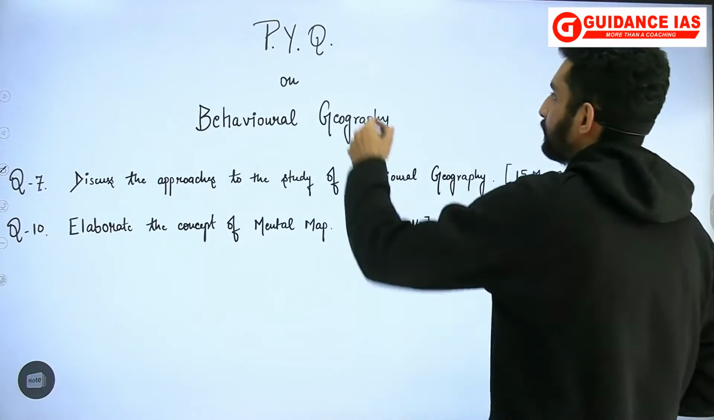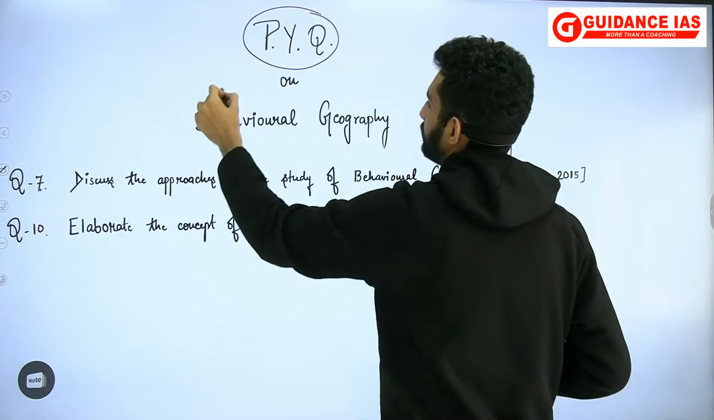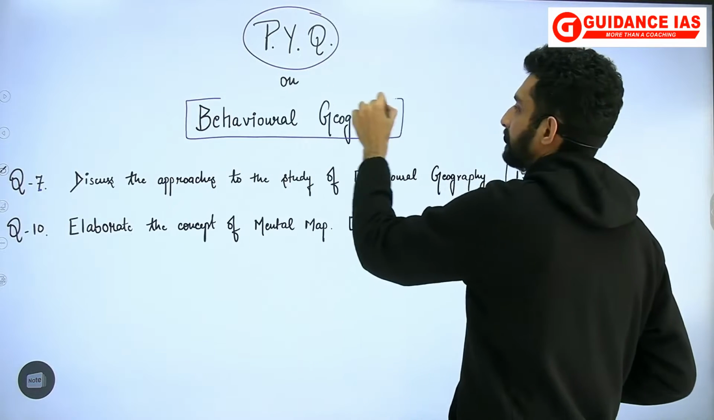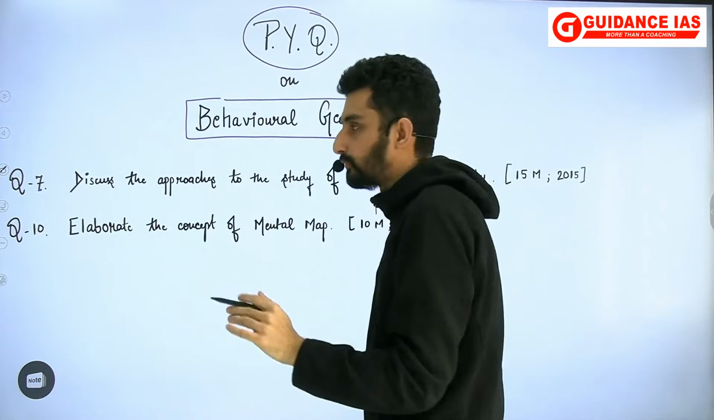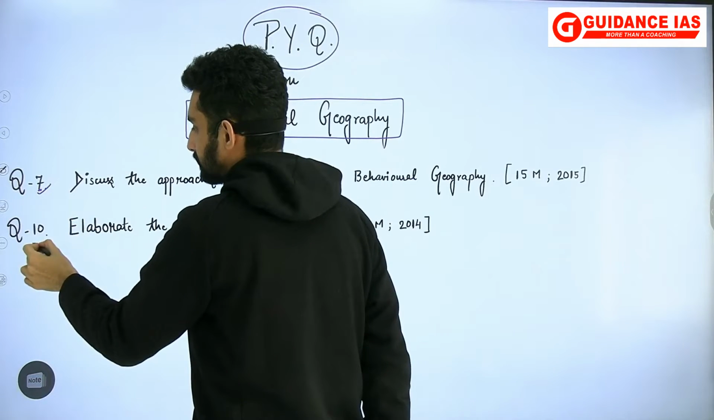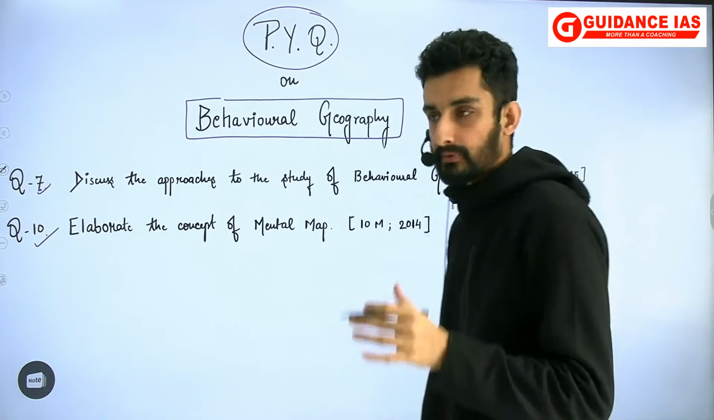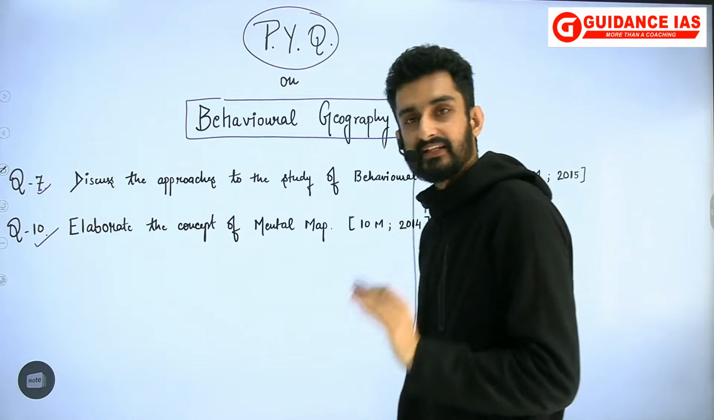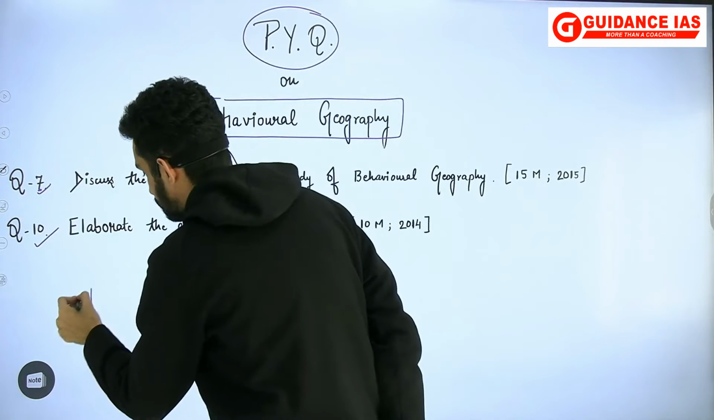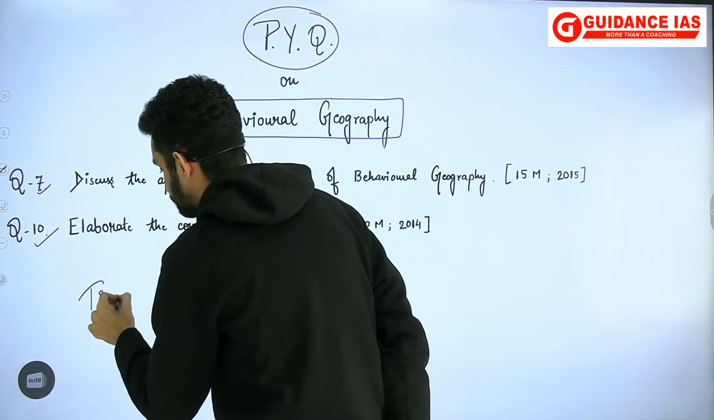Welcome to the PYQ discussion on the topic of behavioral geography. In behavioral geography, there were primarily two questions, question number 7 and question number 10. However, there is one more question, but that has been categorized under the miscellaneous topic, and that was related to the topic of time geography.